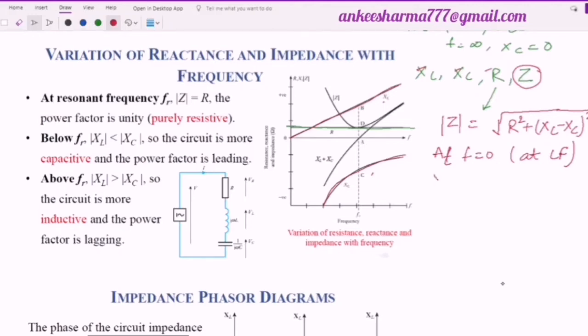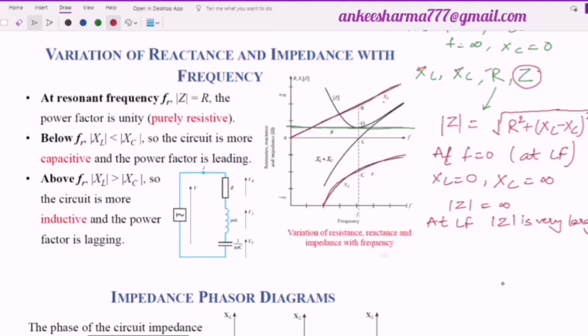At F equal to 0, can I say my XL is 0? But in this case, XC is equal to infinity. It means the difference of these two will be very large, and when it will be squared and the overall value taken, can I say the magnitude of Z is almost equal to infinity? Or from here, can I conclude at low frequencies, magnitude of Z is very large, because the difference of XL and XC is very large in this case at the low frequencies. So in this curve, this is my mod Z curve and this value is very high. It is not touching the y-axis, because at infinity, this value will be there at F equal to 0.